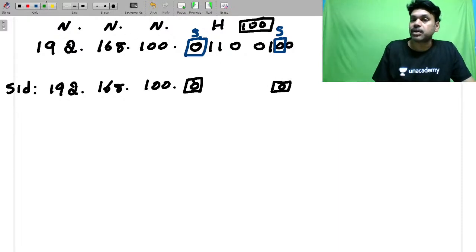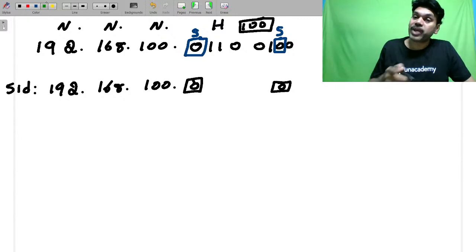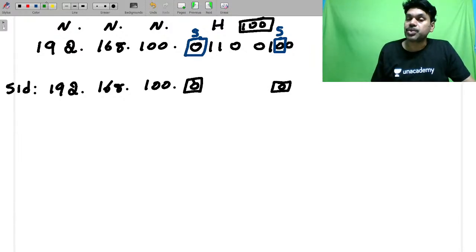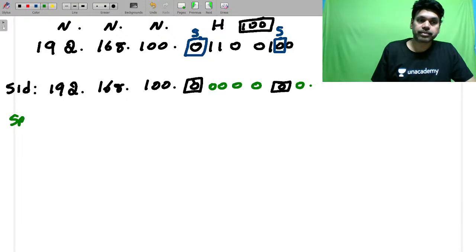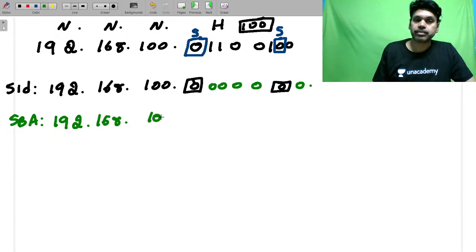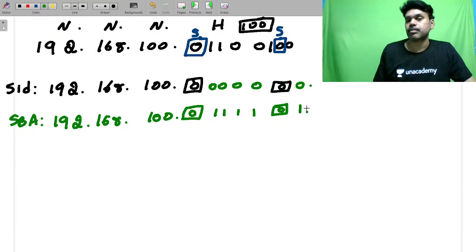And now convert your HID positions to 0 to get the subnet ID. Convert your HID positions to what? Ones to get your broadcast address. Right?